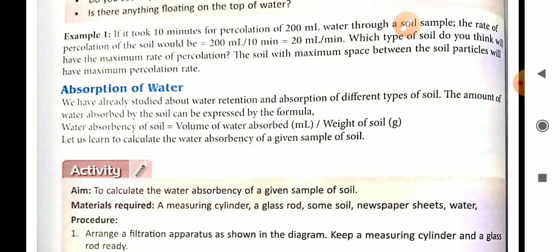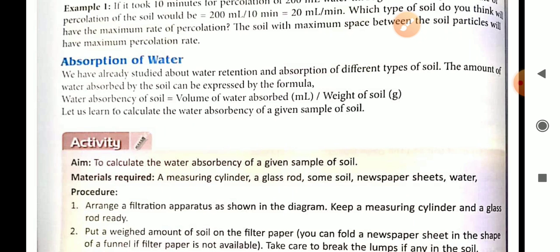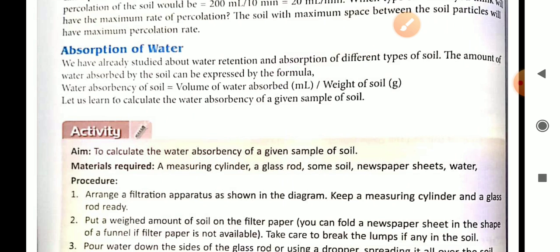Second is absorption of water. We have already studied about water retention and absorption of different types of soil. The amount of water absorbed by the soil can be expressed by the formula, that is volume of water divided by weight of soil. Here we have to take weight of soil. That means volume of water in milliliter and weight of soil in gram, milliliter per gram.